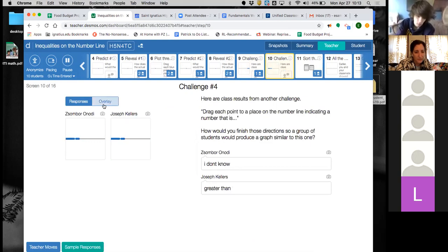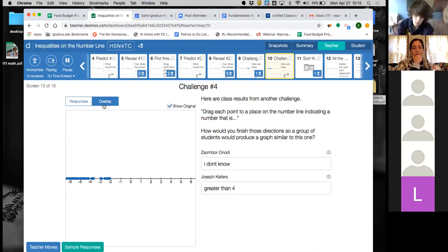Oh, and this one, let's see what this overlay gave you here. On challenge 4, would it be greater than 4, Joe? No, it'd be less than, my bad. Less than, and then on challenge number 4, I think we're not looking at 4, we're looking at what? -1. I think less than -1. -2. -2, yeah.